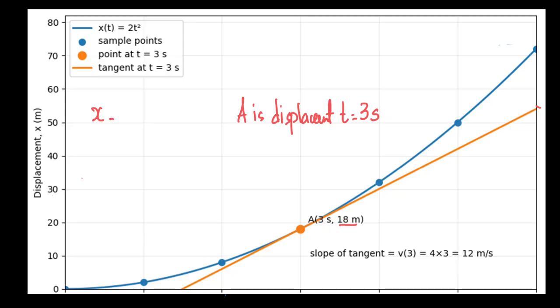Why? Let's see. What is x equal to? x is here equal to 2t square. What is t? t is 3. So this is 3 square. 2 into 3 square is 2 into 9, therefore x is equal to 18 meters. Now, if you draw a tangent at A, like this, tangent at A, and then find the slope of this tangent by selecting 2 points.